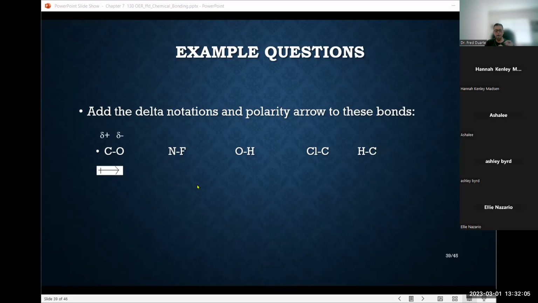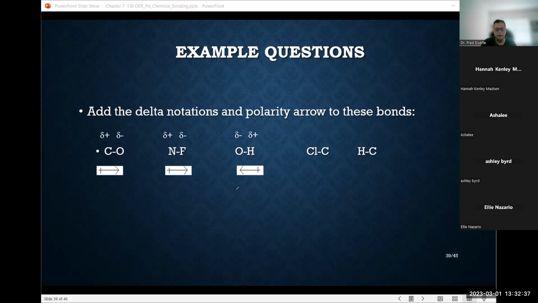The nitrogen-fluorine bond, automatically it's fluorine. Don't have to look anything up. It's fluorine, so fluorine wins the tug of war here. Fluorine has the partial negative charge, and nitrogen has the partial positive. Arrow goes from left to right. We did the oxygen-hydrogen before. In this scenario, the way it's written, it goes from right to left. And at times they might write it the other way.